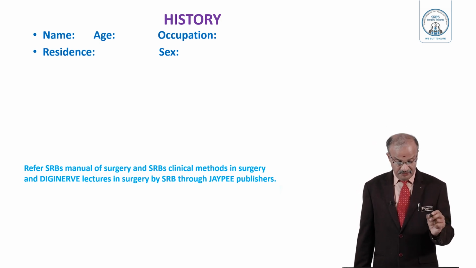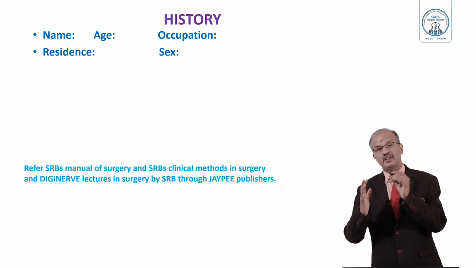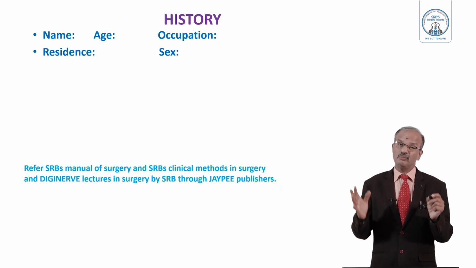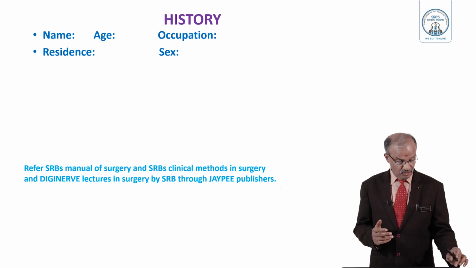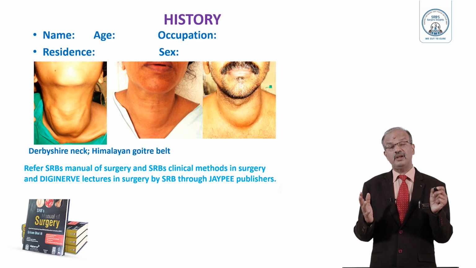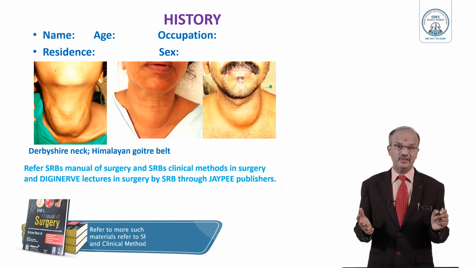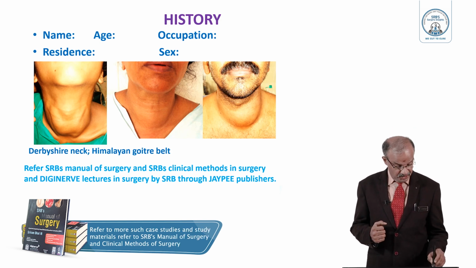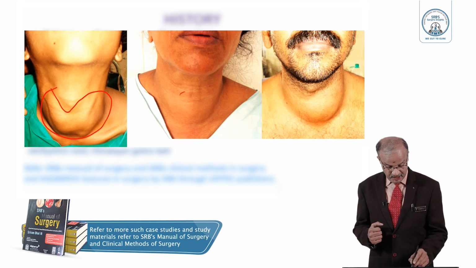The history is age, occupation, residence, everything is important because thyroid swelling is often endemic in certain areas. Age is important, a younger individual can have it, an elderly person can also have it, whether a neoplastic condition, goiter, or toxic thyroid, so many conditions can occur. That's why it is so important. See the Derbyshire neck, the Himalayan goiter belt, where they used to get a lot of thyroid swellings in certain areas. That's why it was called Derbyshire neck in olden days. You can see the butterfly-shaped thyroid enlargement in goiter, mainly in the isthmus area.